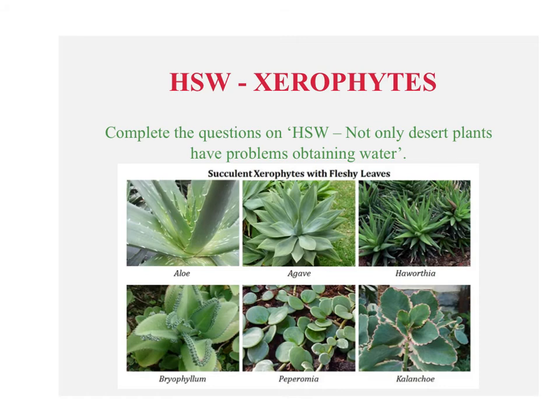So I've done a lot of talking, it's now time for you to have a go. Complete the How Science Works, "Not only desert plants have problems obtaining water". It's around lesson 3.6. I don't know what page it is. You guys can find it, use your noggins. It'll be around the limiting water loss in plants chapter.